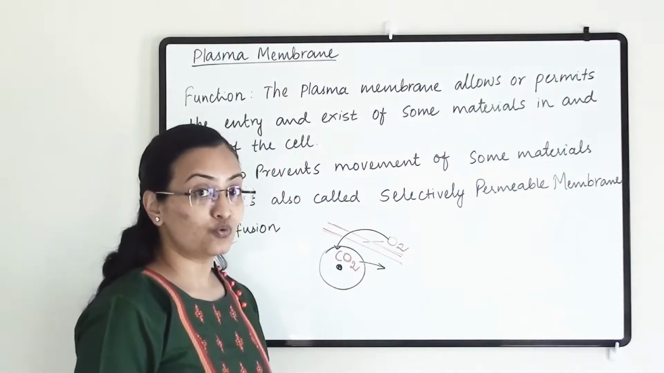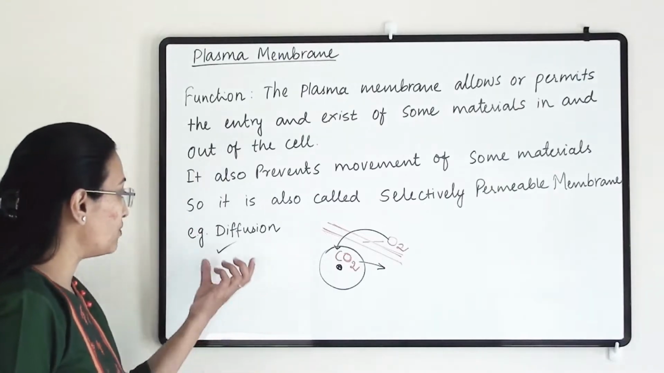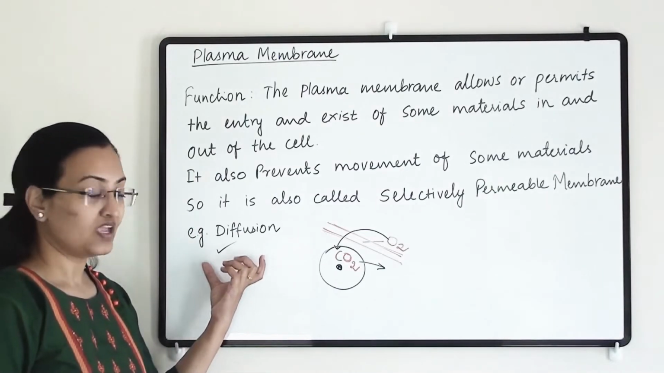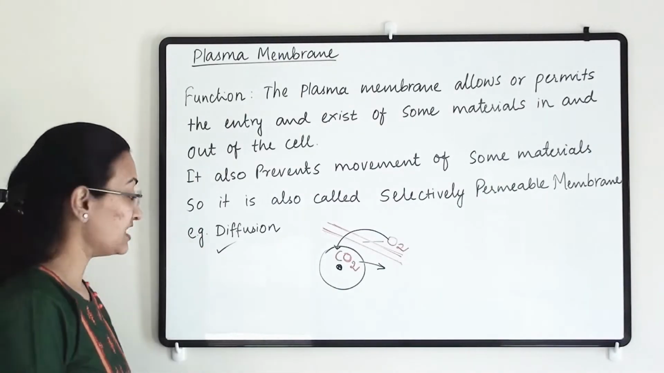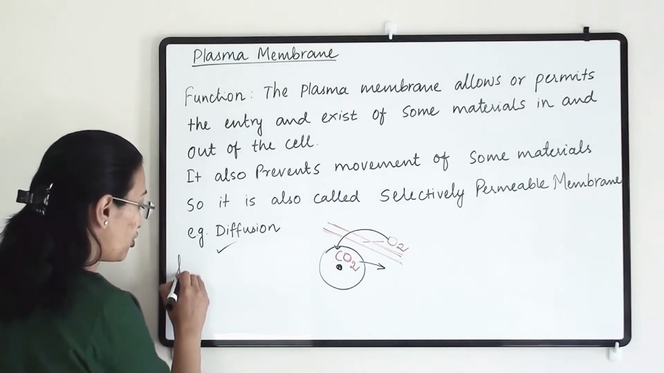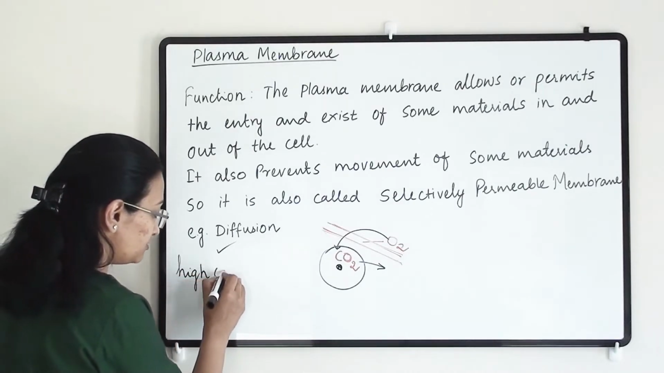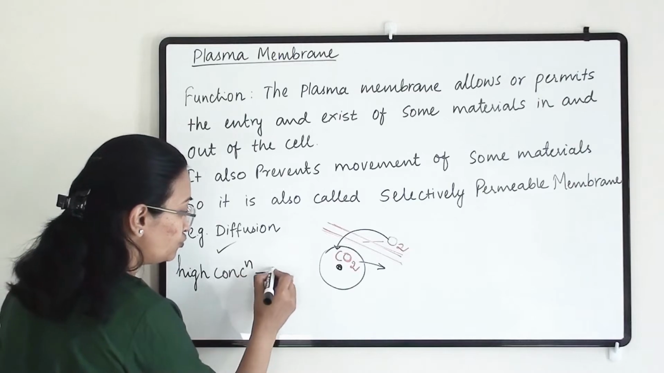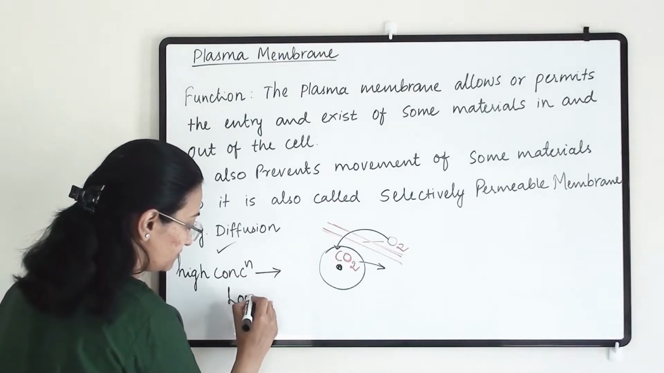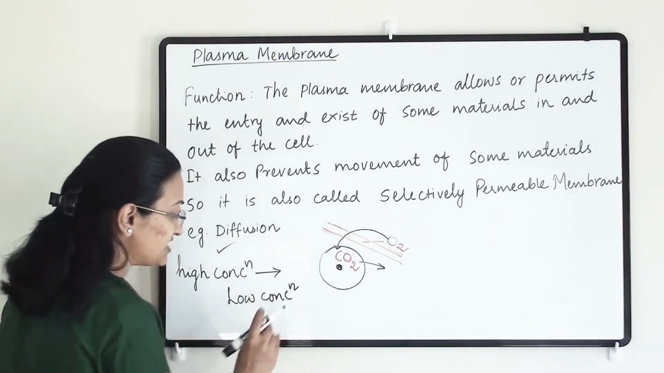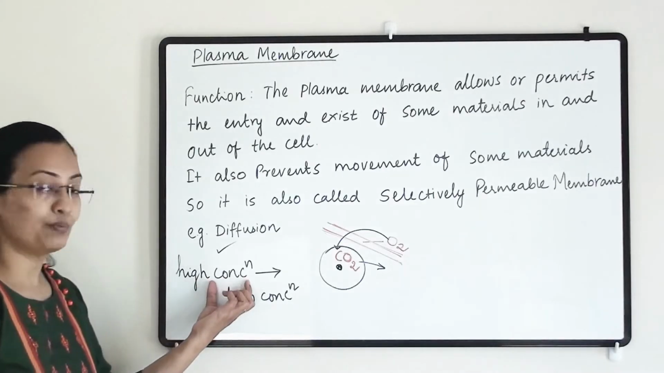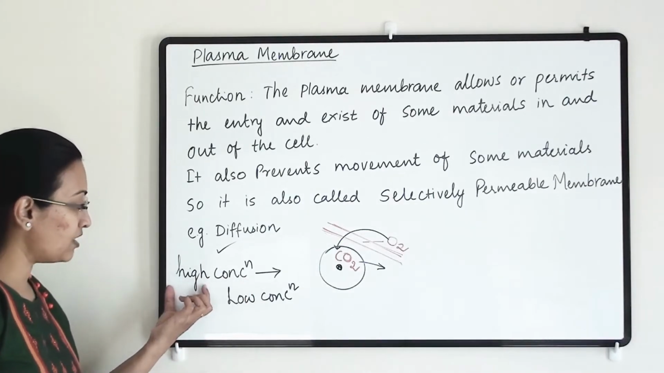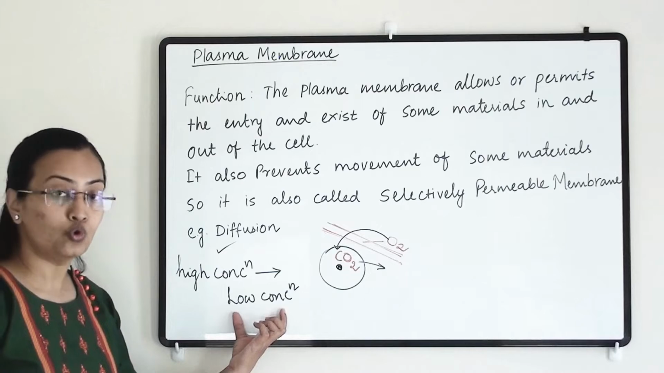Now how is this going to happen? That is happening via the process of diffusion. Diffusion is a process in which the material goes from high concentration to low concentration. What is the meaning of concentration? It means amount. From high amount they will go to low amount.